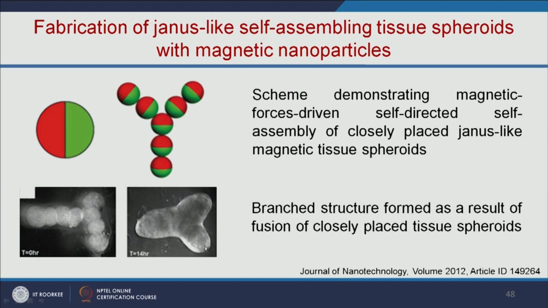Once it is assembled in a particular shape, these cells will fuse together and form the particular organ or the particular tissue. You can see here at 0 hour all the tissue spheroids are assembled using a magnetic field, and at the 14th hour it forms a branch structure as a result of fusion of closely placed tissue spheroids.